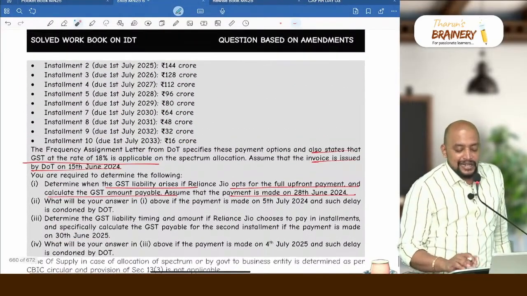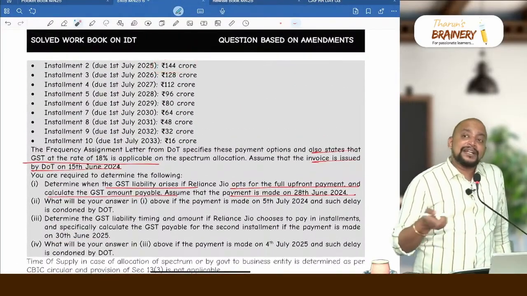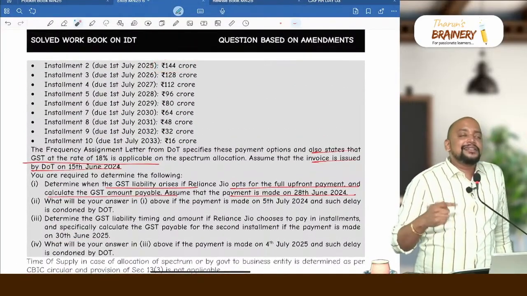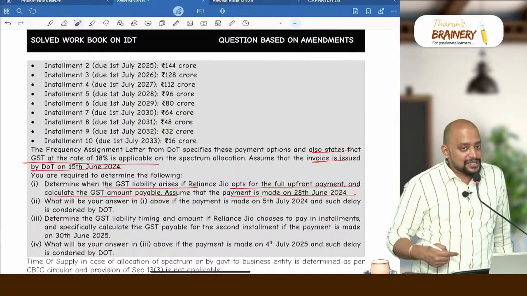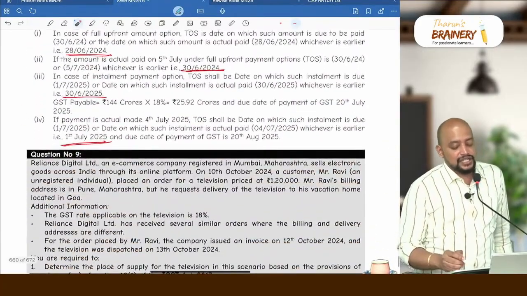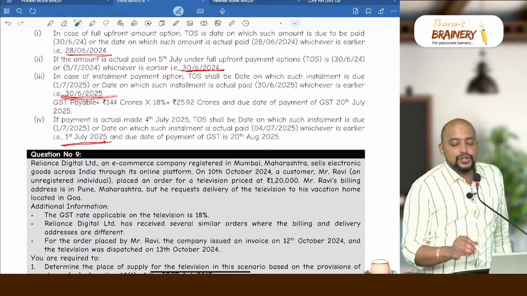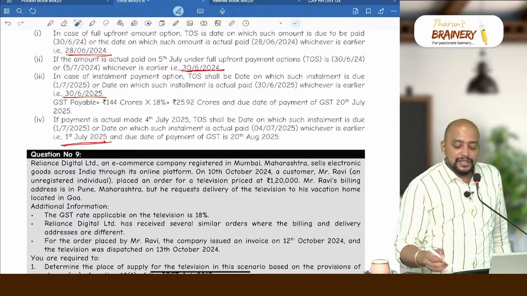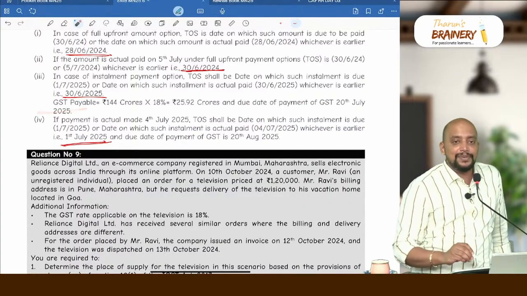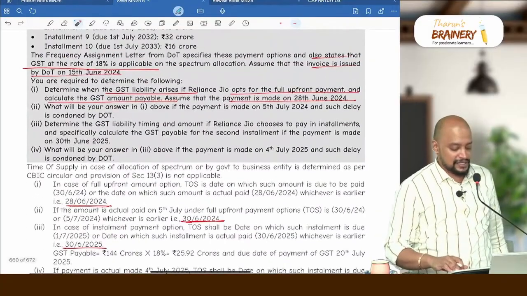And what is the GST amount? 144 crore. But it includes interest. Let it be. This is interest on account of delay in receipt of consideration that should be included in the value and chargeable to GST. And as 30th June is the time of supply, next month 20th, that is 20th July, will be taken as the due date of payment of GST.